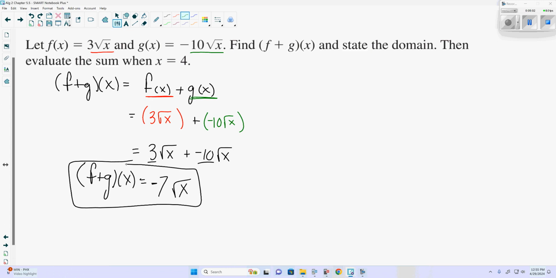Now the second part asked us to evaluate when x is 4, or really what it's saying is it wants us to find the value of f plus g of 4. We're plugging 4 in for x. Now we could go through the whole process again, f of 4 plus g of 4, working all the way down, but I know what f plus g of x is, yes? Negative 7 square root of x. But we don't have x anymore, we have 4. So we're trying to find negative 7 times the square root of 4.